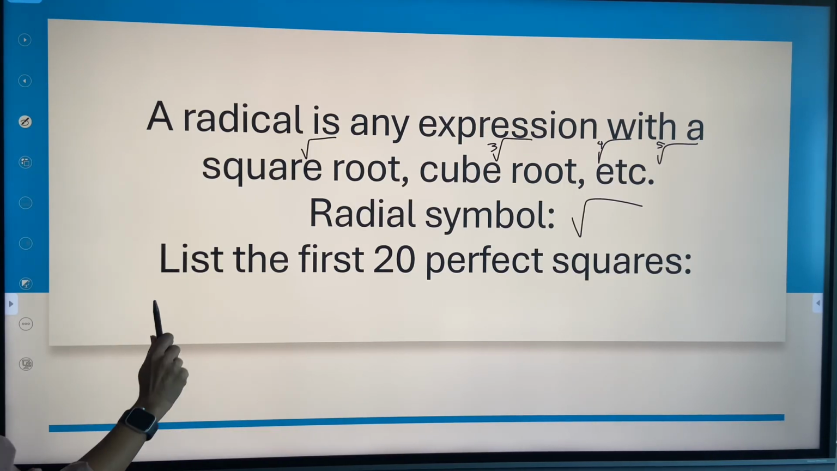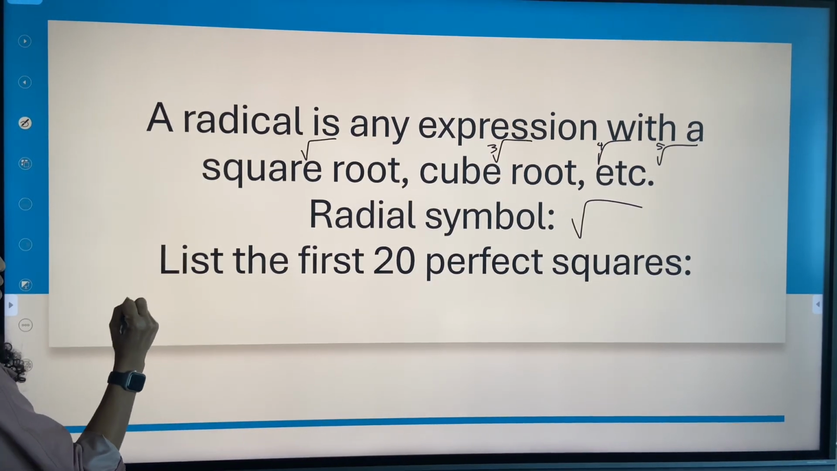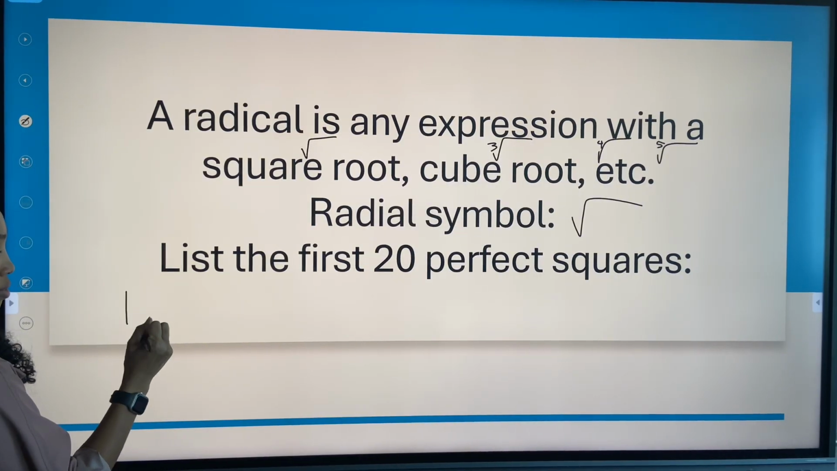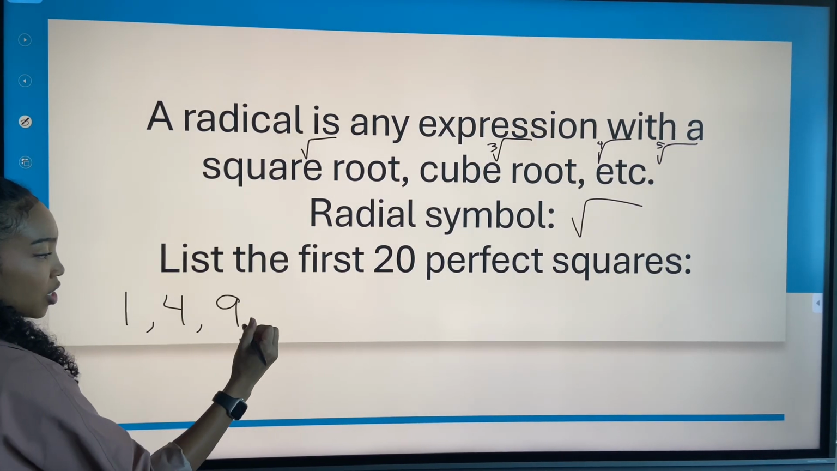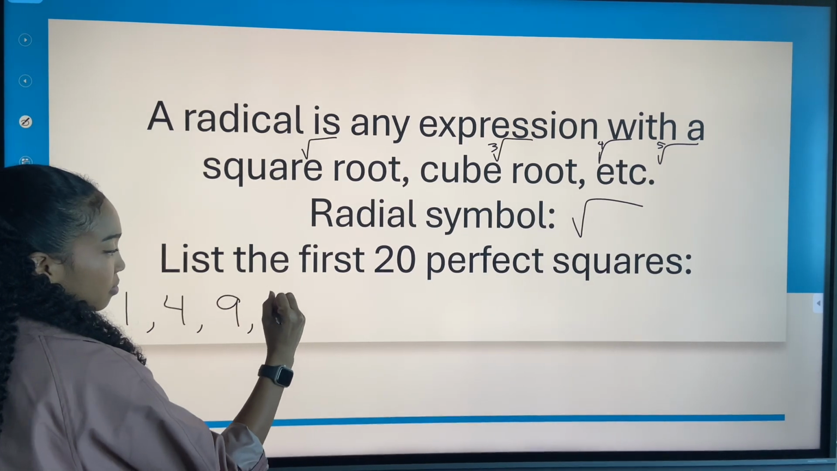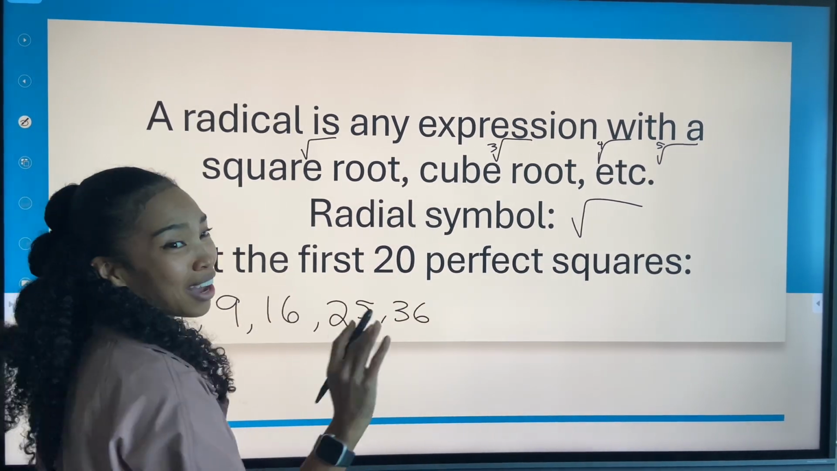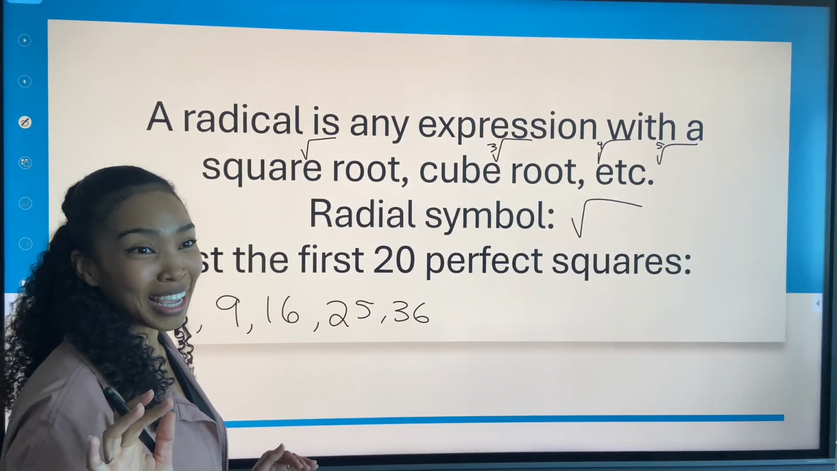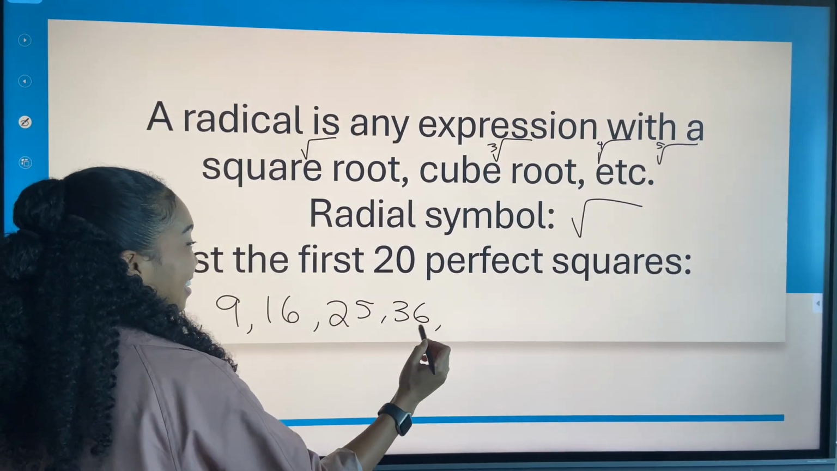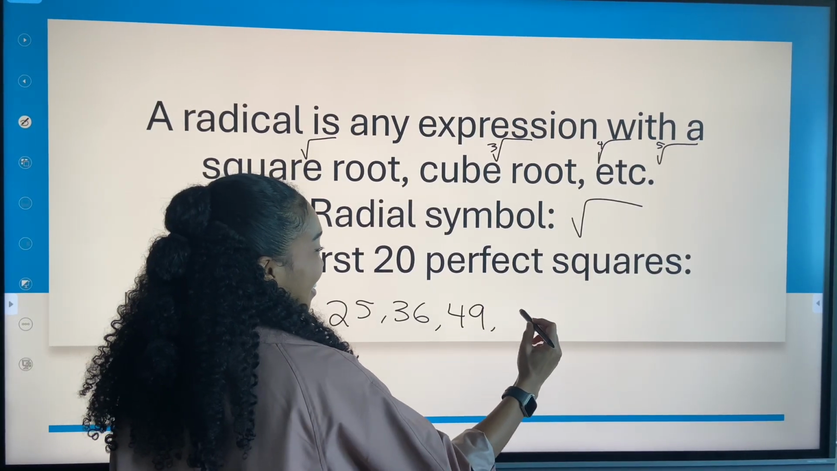So we're going to list the first 20 perfect squares. So I'm going to start. 1 squared is 1. 2 squared is 4. 3 squared is 9. Can y'all continue for me? 16, 25, 36. Okay, pause. Y'all look bored. Y'all sound bored. Oh, 49. Okay. 49. 64.